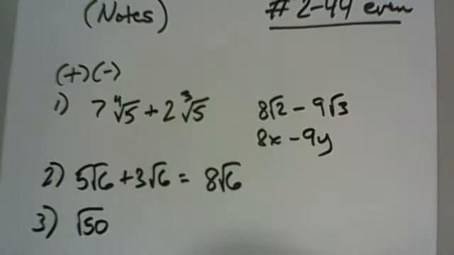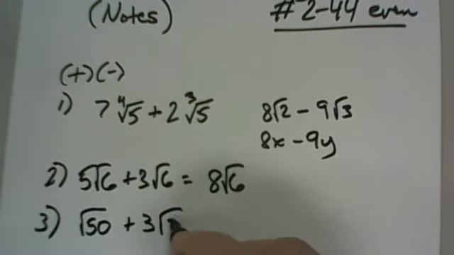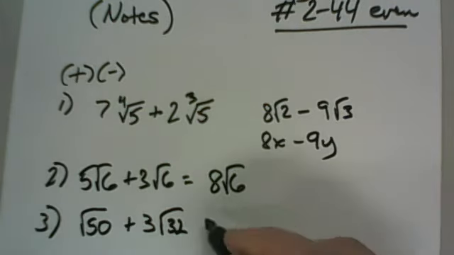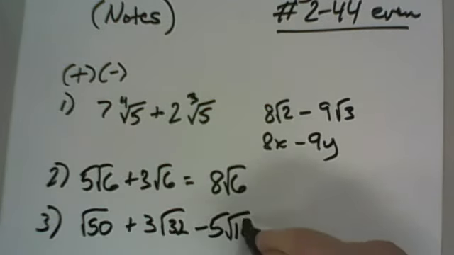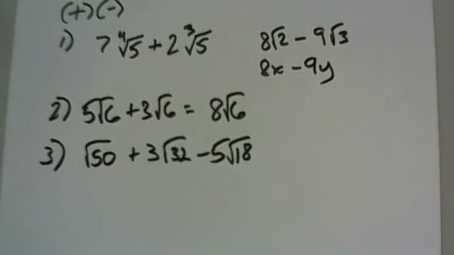Let's say we have the square root of 50 plus 3 times the square root of 32 minus 5 times the square root of 18. Now you might at first be thinking, well, that's an example of one we can't do because the radicals are not the same. But if you simplify the radicals, then you can add them together. So this would be an example of where simplifying radicals allows you to do other things.